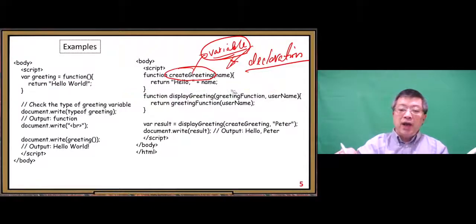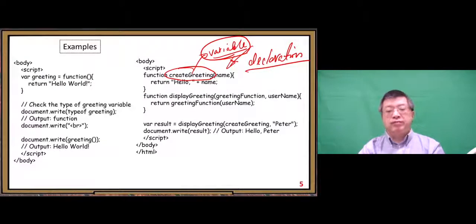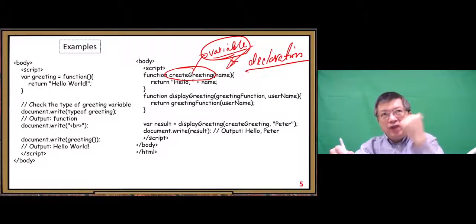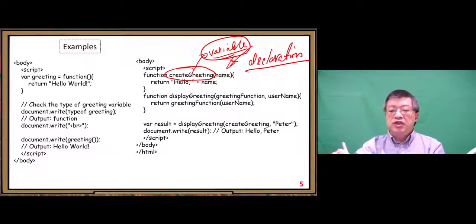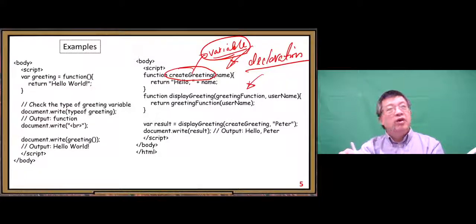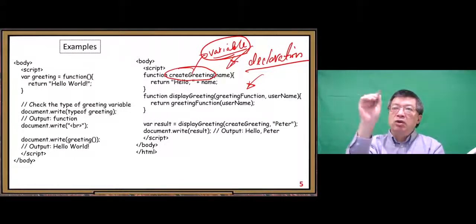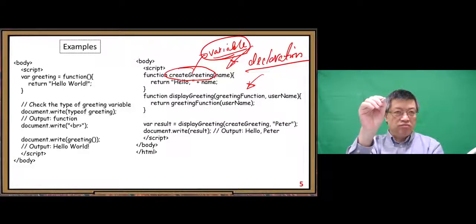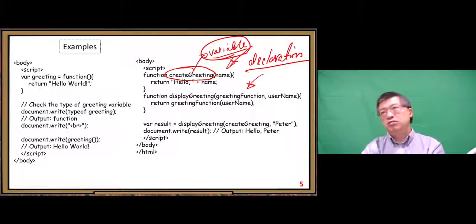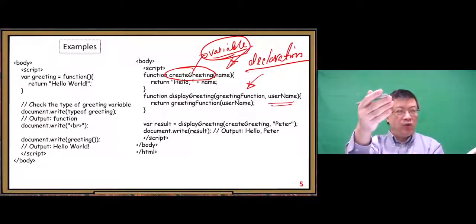Next, we define another function. This function is called the displayGreeting function, a new function. This function has two parameters. The first one is a parameter variable. We call it the greeting function. We expect the first parameter to be a function, greeting function. So, just a variable name. Second, username. Okay, two parameters.